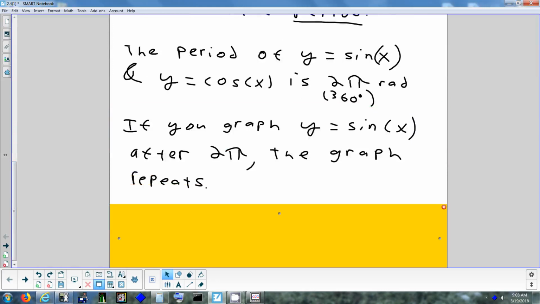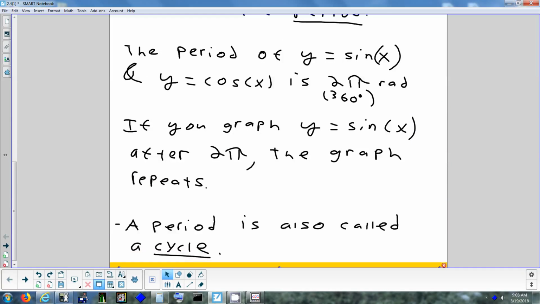I already mentioned that idea, but the graph repeats itself over and over. And another name for a period is also called a cycle, one cycle of the graph. Other trades and disciplines, they use the word cycle. We use the word period more.